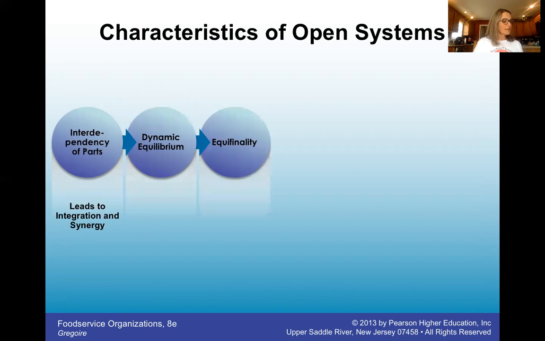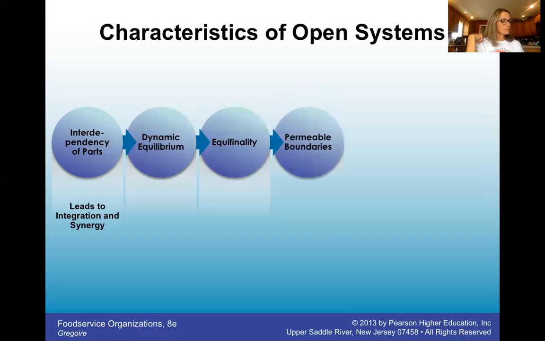The term equifinality is applied to the organization as a system. It means that a same or similar output could be achieved by using different inputs or by varying the transformation process. In other words, there's other ways to do the same thing. So there's other ways to get to a produced meal. We could use room service to feed all of our residents, or we could use a selective menu, or we could use several different things, but there are different ways to reach that final goal.